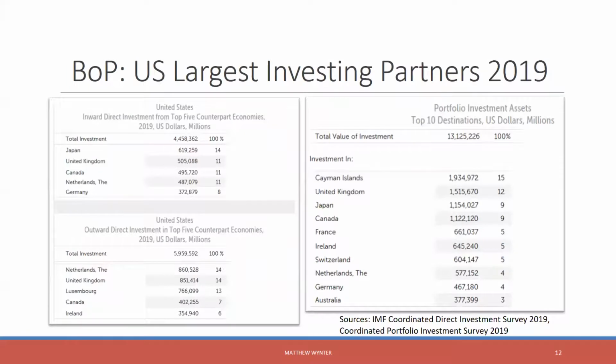So where is the money going? Let's take a look at the US's largest investing partners. On the left, we've got direct investment. Remember, these are the investments that have a controlling stake. Inward direct investment is the investment that's coming into the US. So where is it coming from? Japan, the United Kingdom, Canada, the Netherlands, and Germany. Those are the top countries that have direct investments into the US. Outward direct investment is US direct investment in other countries. Where is that going? The Netherlands, the United Kingdom, Luxembourg, Canada, and Ireland.